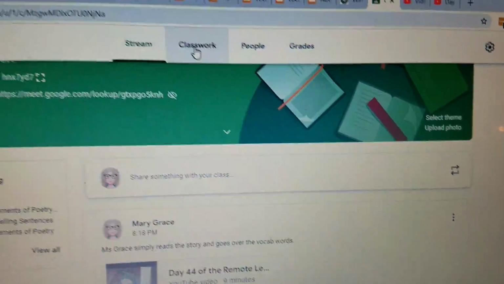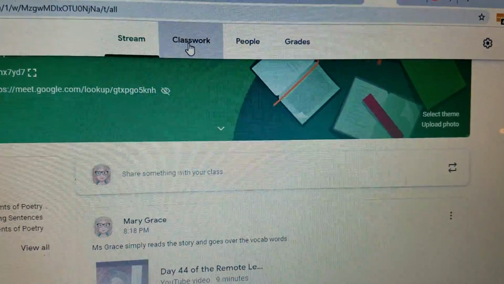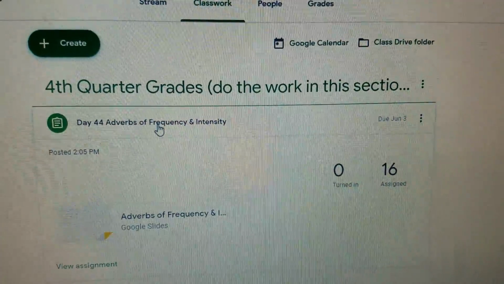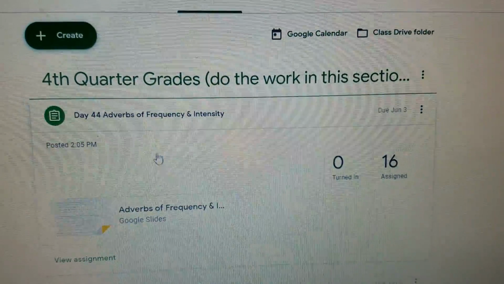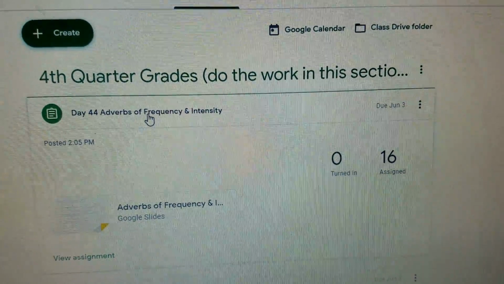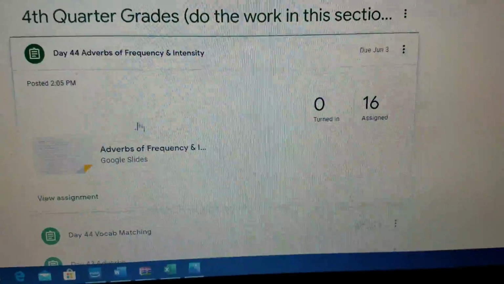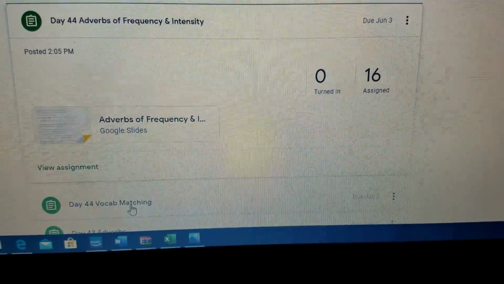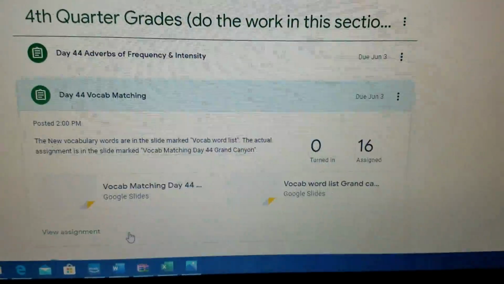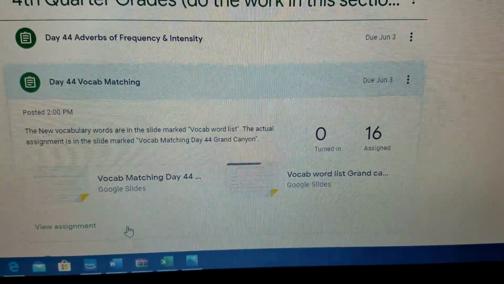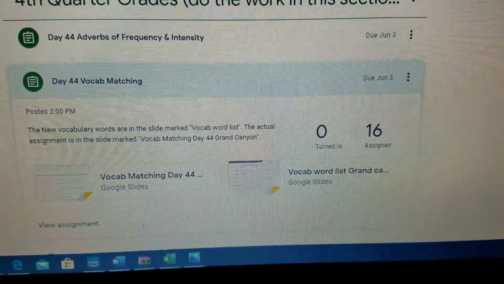Okay. So, you're going to go into Google Classroom, you're going to go into classwork, fourth quarter grades. The first thing you're going to be doing is adverbs of frequency and intensity. This is a build on yesterday. And the other thing that's going to be due today is the vocab matching. And that is actually pretty straightforward.